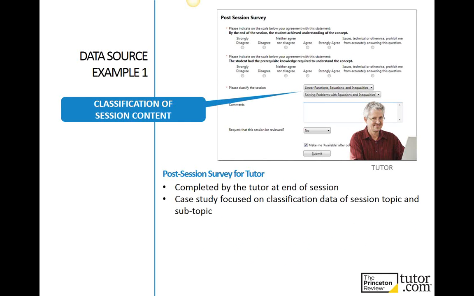So just to give you an idea of the data sources. At the end of every single session, our tutors complete what's called a post-session survey. The first 2 questions at the top you can see are more of a diagnostic that the tutor takes in terms of looking at, did the student achieve understanding? And then did the student have the appropriate prerequisite knowledge? So that gives you a sense of, were there any barriers in terms of prerequisite knowledge towards students achieving understanding, and did the student achieve understanding in the session?